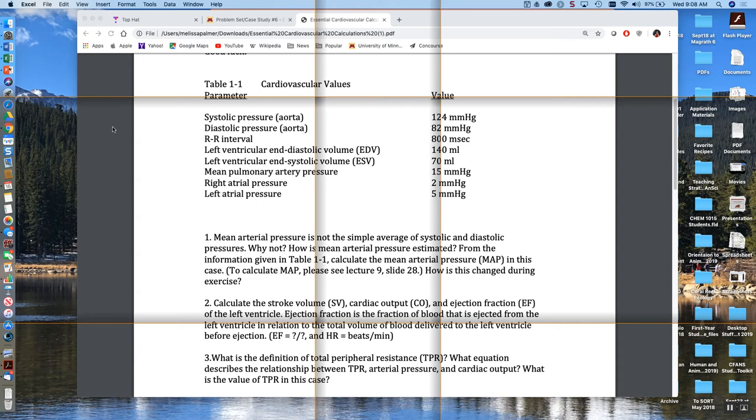So then for the ejection fraction, would it be 70 milliliters per beat divided by 140 milliliters? What would the unit be? Right, ejection fraction is just a percentage. It's just a percentage of the amount of blood that's ejected.